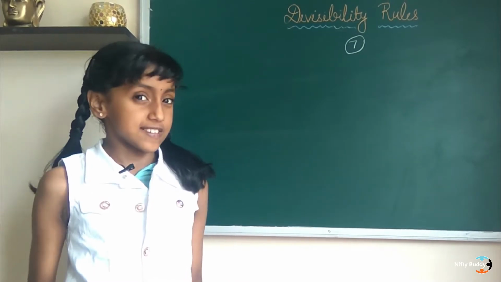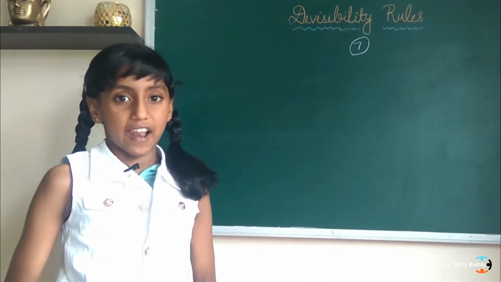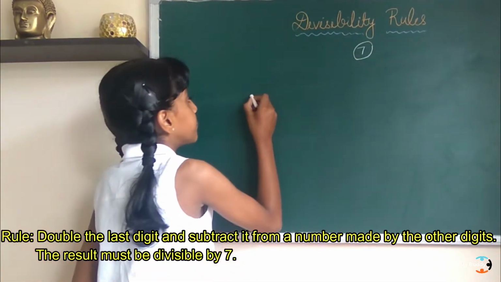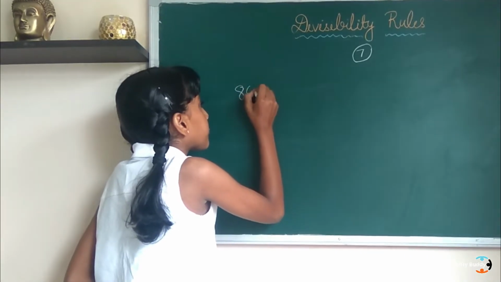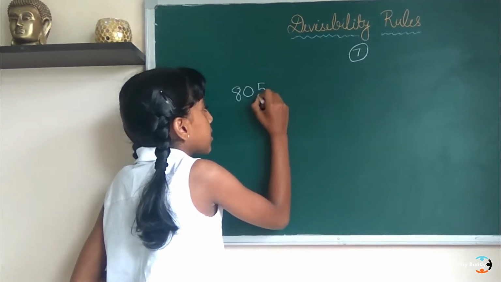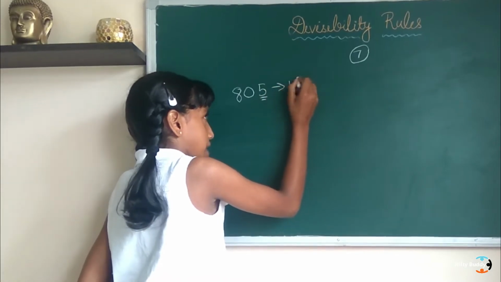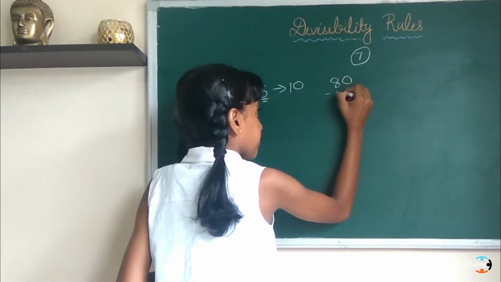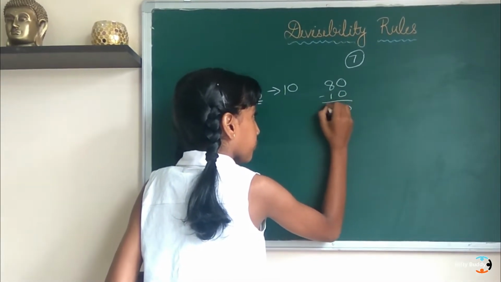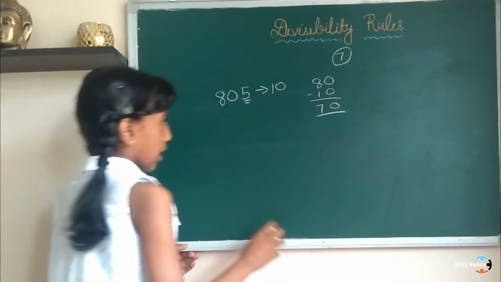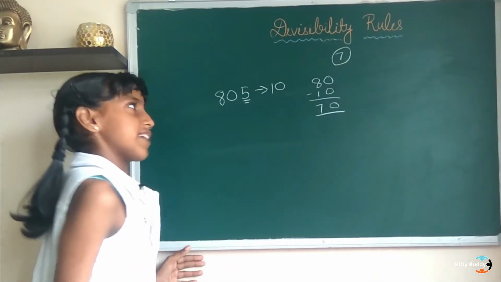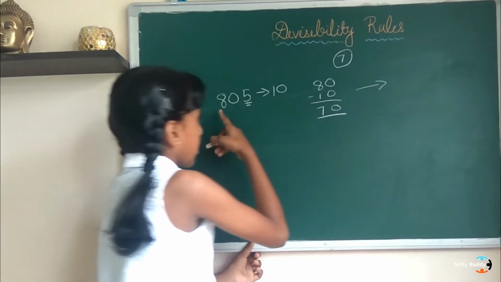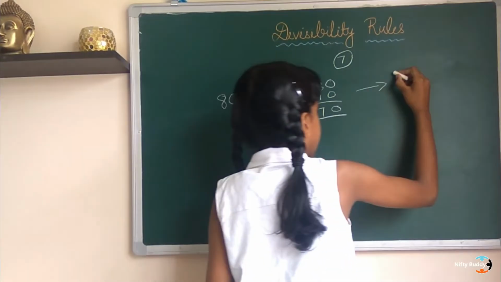So next is the divisibility rule of 7. For finding whether a number is divisible by 7 or not, we need to double the last digit and subtract it from the leftover digits. Now let us look at an example. The number 805. We need to double this digit, which turns into 10. So we need to subtract 10 from 80. Now 70. 70 comes in 7 tables, so it is a multiple of 7 and the number 805 is divisible by 7.